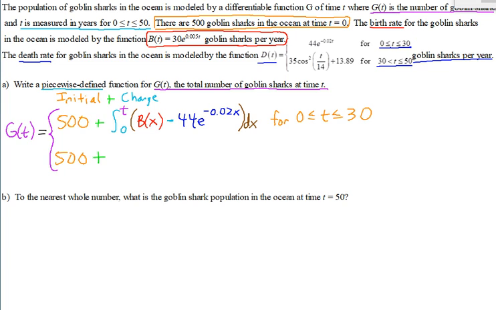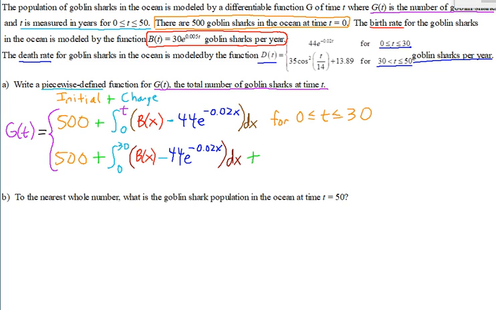So let's account for those first 30 years first by going from 0 to 30. And then we'd still have b of x, same thing we had here, minus the first piece, 44e to the 0.02x times dx. So this would tell you the initial is 500, and what's the change on those first 30 years of the number of goblin sharks. However, now we're going to be looking for, well, what happens beyond time 30? So that's where we need another integral.